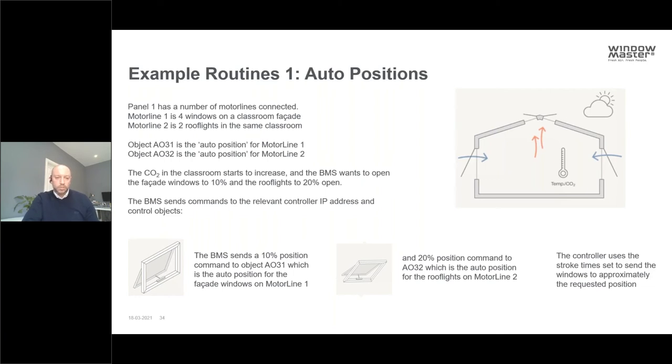Object AO31 is the auto position for motor line 1, and object AO32 is the auto position for motor line 2. So imagine, if you will, that the CO2 in the classroom starts to increase and the BMS decides that it wants to open the facade windows to 10% and the roof lights to 20% open. All the BMS has to do is send commands to the relevant controller IP address and the control objects for those motor lines. So the BMS would send a 10% position command to object AO31, which is the auto position for the facade windows, and a 20% position command to AO32, which is the auto position for the roof lights on motor line 2.